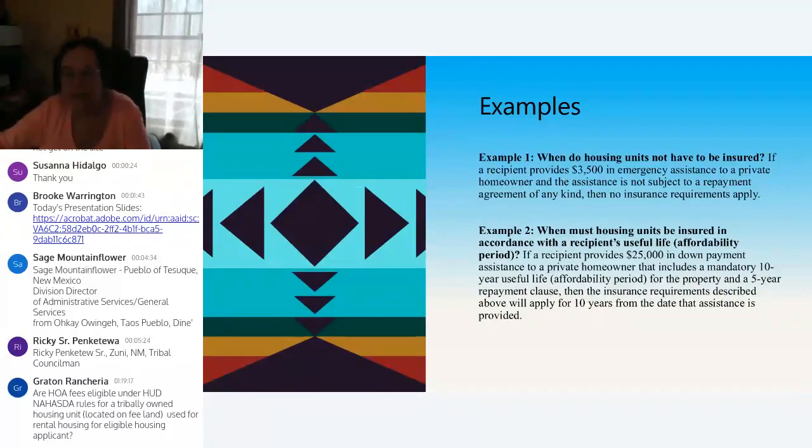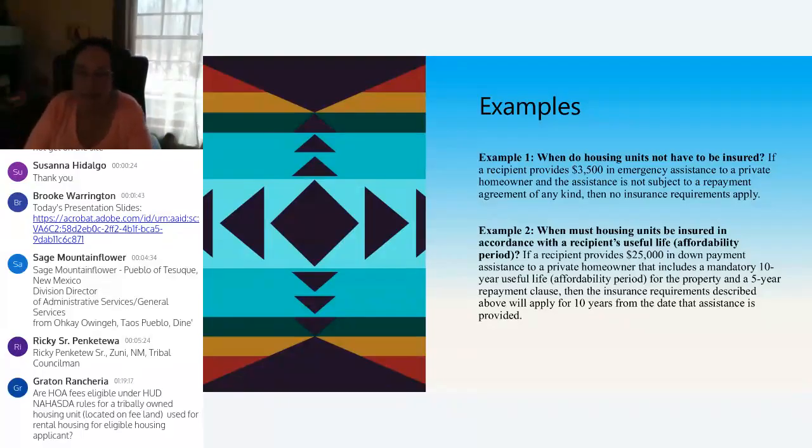So when do housing units not have to be insured? This is from the 1000 regs. If you provide $3,500 in emergency assistance to a private homeowner, the assistance is not subject to a repayment agreement of any kind. No insurance requirements apply. That's because it's under the $5,000 threshold.